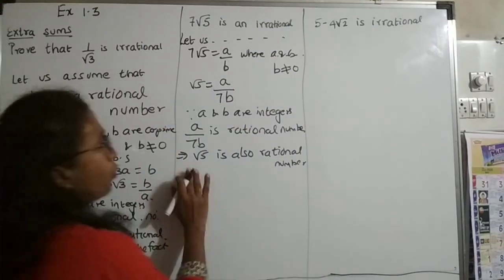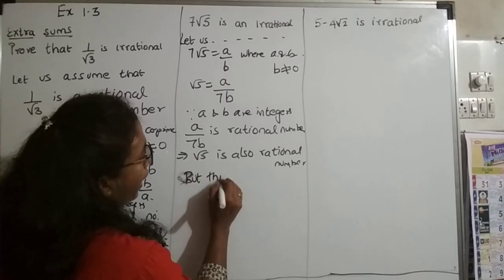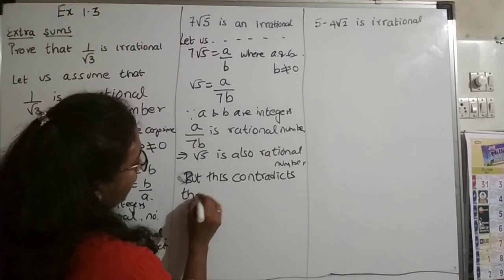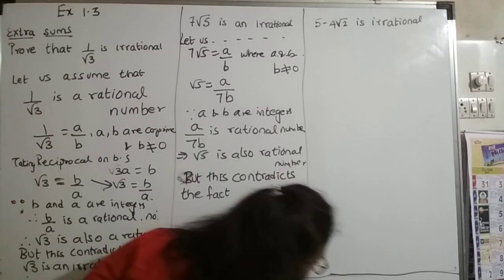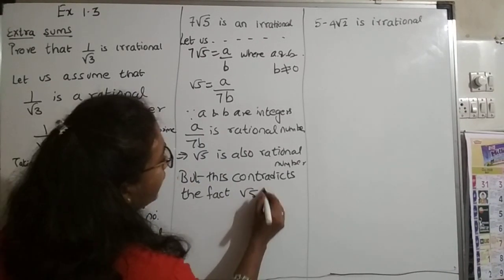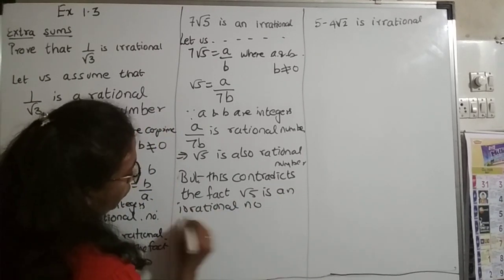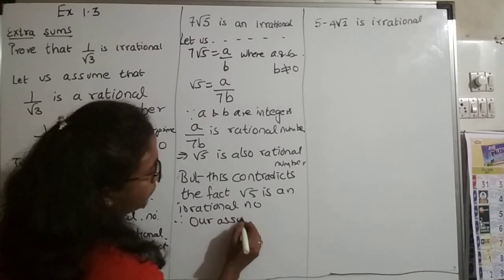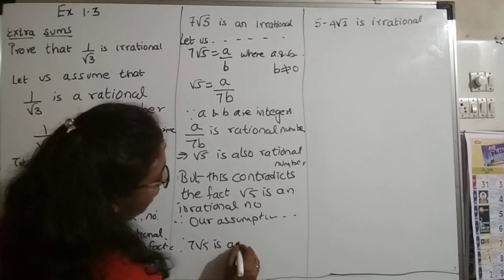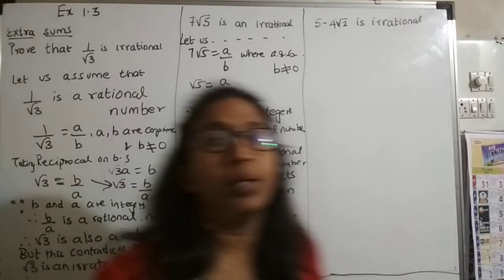Okay, so here root 5 is a rational number. This implies, but this contradicts the fact that root 5 is an irrational number. So here we see this argument. Therefore, our assumption is wrong. And therefore 7 root 5 is an irrational number. I hope you have understood how you have to solve if a question comes for 2 or 3 marks.